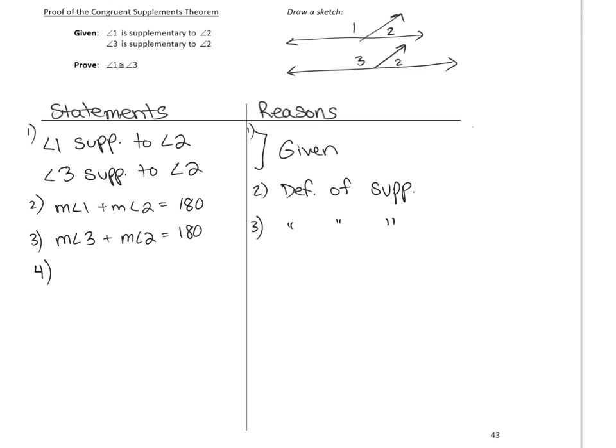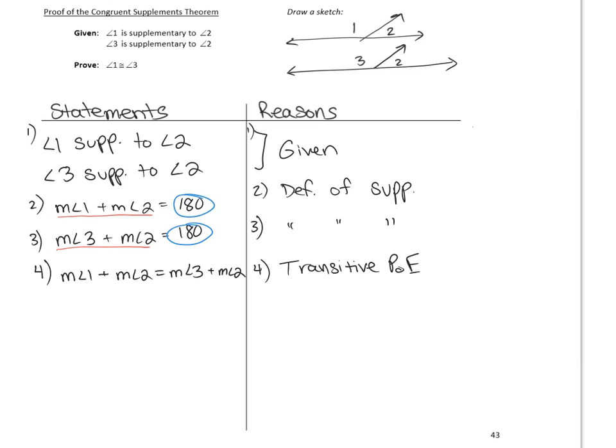Now, for my fourth step, I now have these two phrases here equal to the same number, 180. Well, if I have two things equal to the same number, then those two things are in fact equal to each other. So I can say that the measure of angle 1 plus the measure of angle 2 must be equal to the measure of angle 3 plus the measure of angle 2 by the transitive property. And that's property of equality because we're dealing with equal signs.